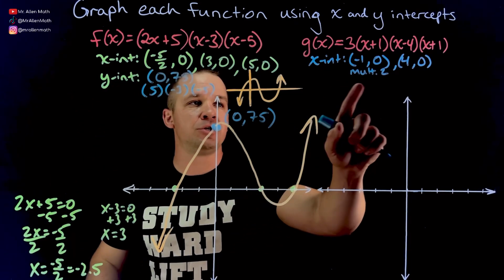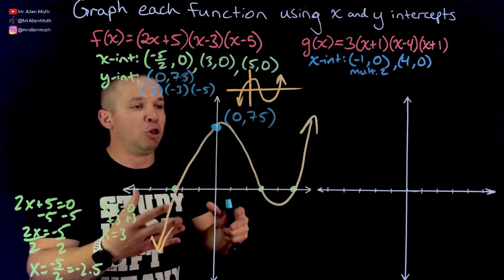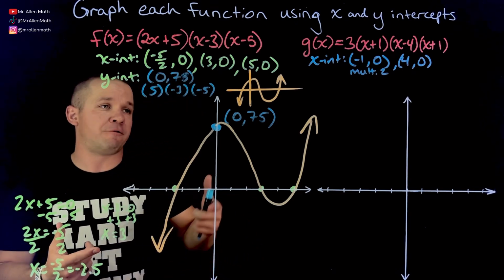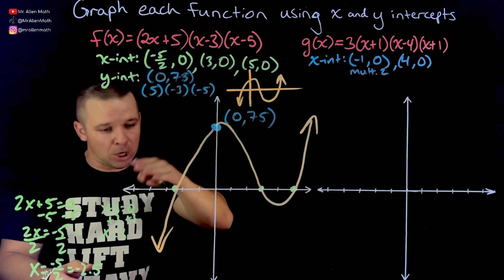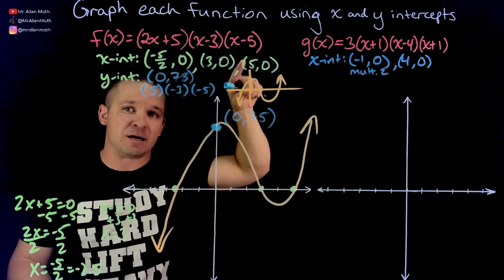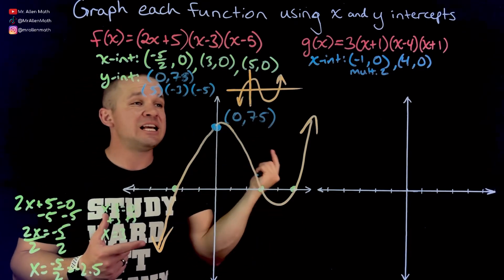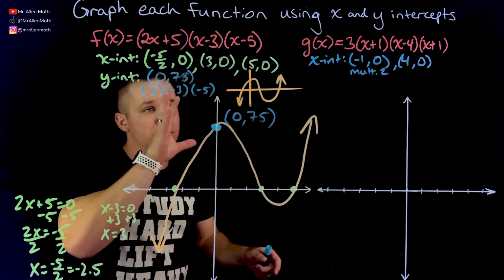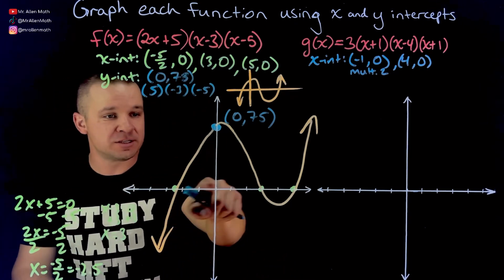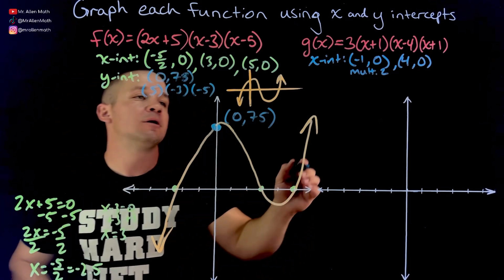So that multiplicity of 2 is going to have a special graphical look to it. It is going to bounce off of your x-axis, right? Either from below, bounce back down, or from above, bounce back up. It's tangent to the x-axis, okay? So the multiplicity of 2 does look different. These all pass through. This one will bounce, all right?